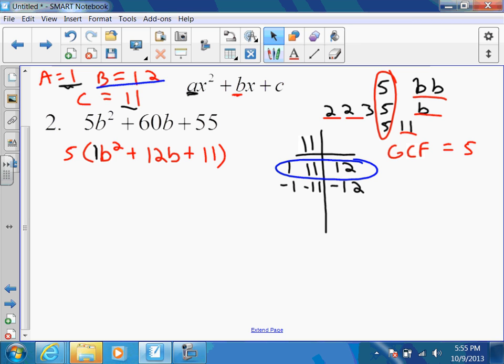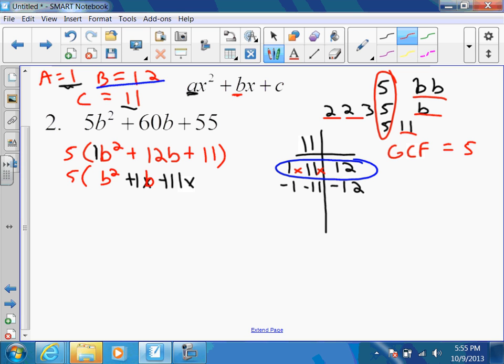Now I'm going to break my middle 2 terms up: 1b and 11b, so we put a plus. And we bring everything else down. Now I have 4 terms. When we have 4 terms, how do we factor? By grouping.